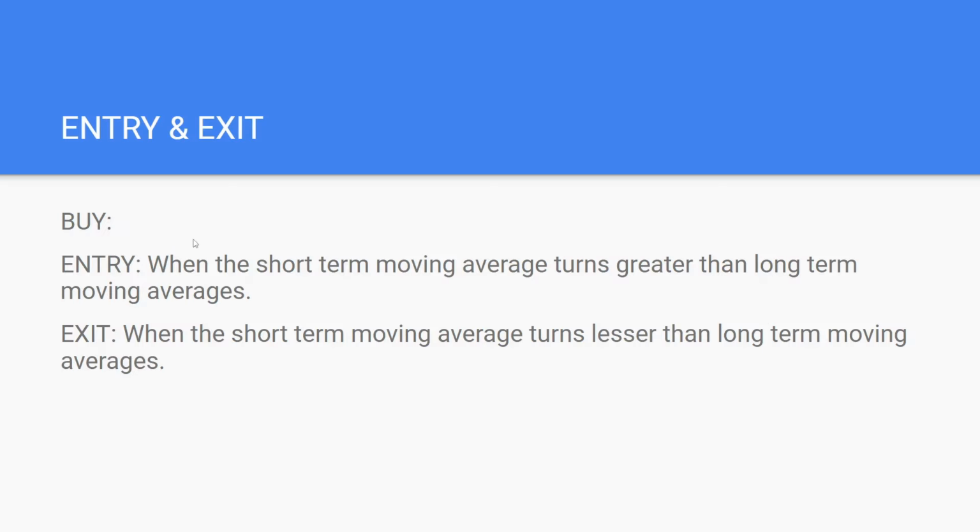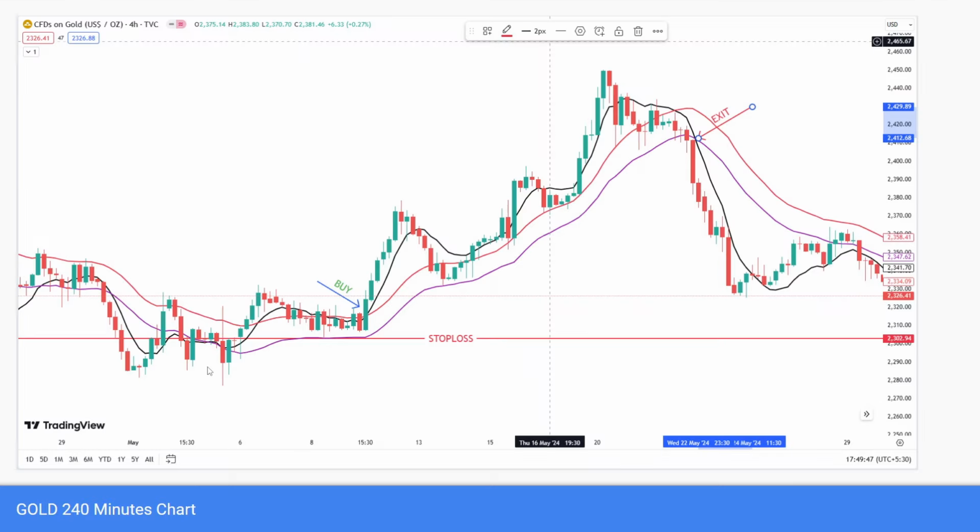Okay, and same way entry and exit: when the short term moving average turns greater than the long term moving average, you are entering. When the short term moving average turns lesser than the long term moving average, you are exiting. Say for example, here I have bought, and I placed my stop loss here. When should I exit? When this black line crosses below these two, then I have to exit. So here I am exiting. From here I have got $100, which could have given $125, but here I'm getting approximately $90.